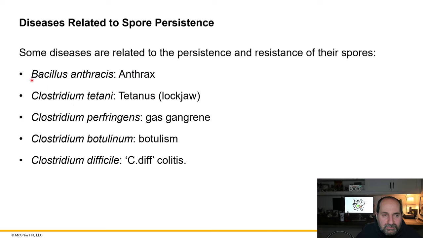So for instance, Bacillus anthracis, the causative agent of anthrax, is an endospore former. Clostridium tetani, which causes tetanus or lockjaw, is an endospore former. Clostridium perfringens, which causes gangrene, is an endospore former. Clostridium botulinum, which causes botulism, is an endospore former. And Clostridium difficile, which we talked about, is C.